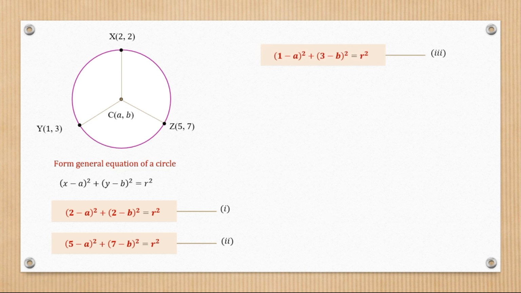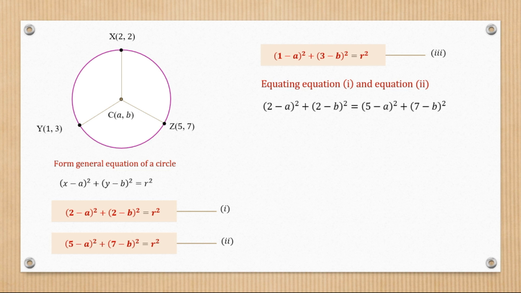Then lastly, you can see that the point y satisfies the general equation, so we'll have (1 − a)² + (3 − b)² = r². Now that we know these 3 different equations, we need to work this out to actually find the values of a, b and r. First of all, since all the equations equate to r², we can equate equation 1 and equation 2. So let's first equate equation 1 and equation 2.